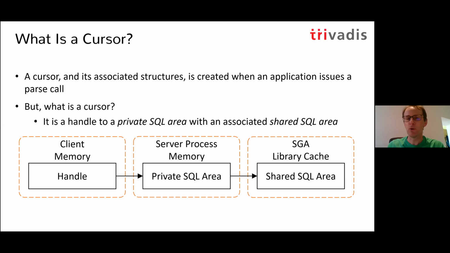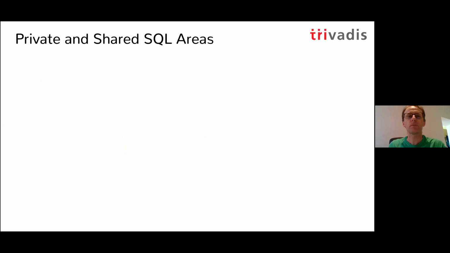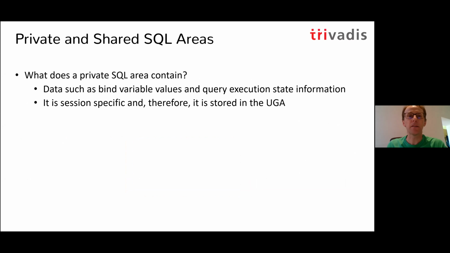So let's discuss a bit more in detail what is in the private SQL area and in the shared SQL area. In the private SQL area, as the name implies, as I said before, it's private to one specific session. And so you find session-specific information. For example, if you have a query that contains bind variables, the values of these bind variables are stored there because they have to be stored somewhere. Or if you executed a cursor, the execution state of that cursor is also stored there.